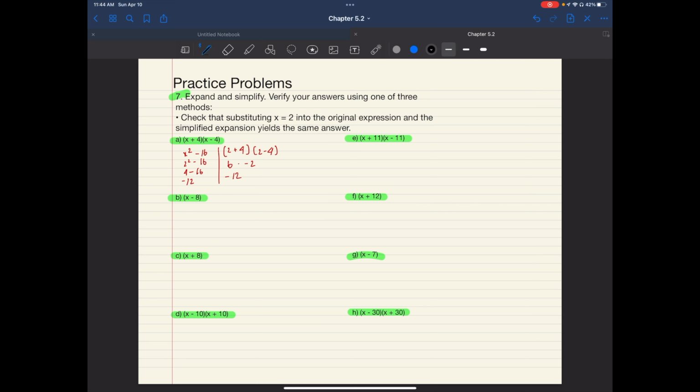And I see when I was copying these over, these are supposed to be squared, squared, squared, squared. And yeah.